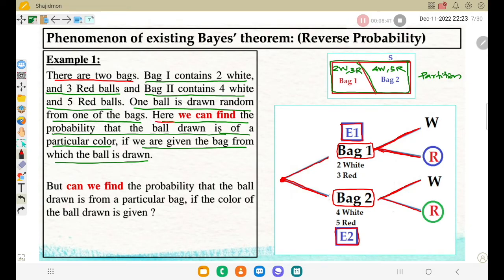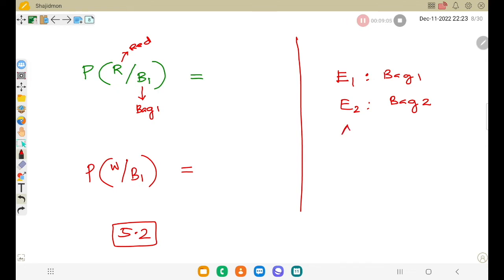Now in our question, we are drawing a ball from one of the bags. The drawn ball is of a particular color only, as mentioned in this question. I am taking red color. See here, the red color I have circled. The chosen ball is red from a particular bag, for example bag number 1 or bag number 2. Getting a red color we are taking as event A. A means the drawn ball is a red ball. Correct?